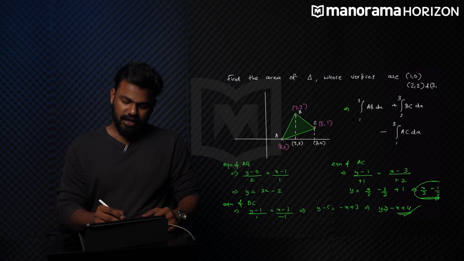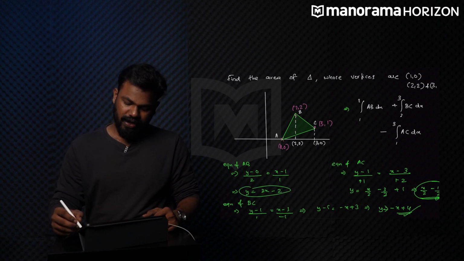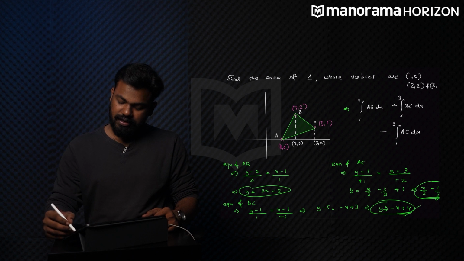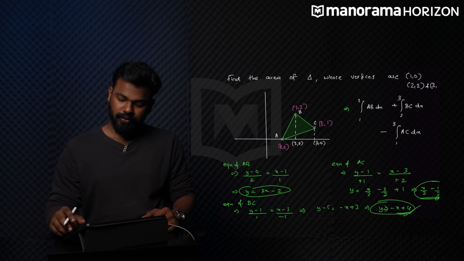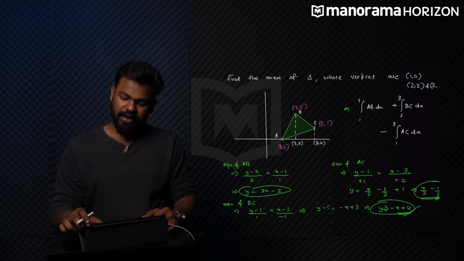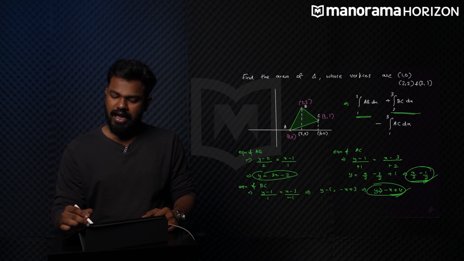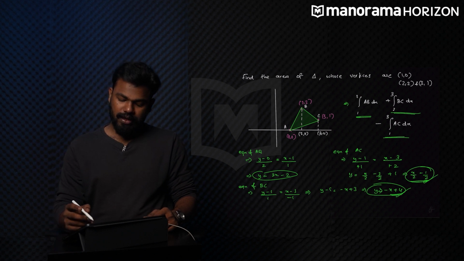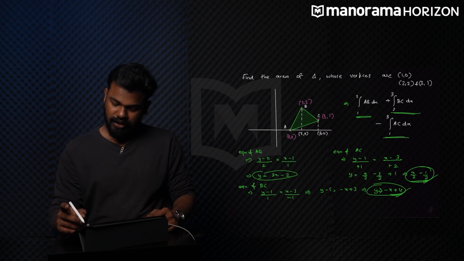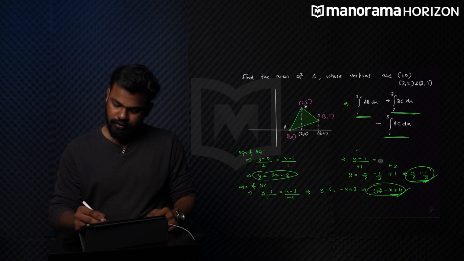So you have the equations in terms of y of AB, of BC and now of AC also. Now you know the limits also where to apply, right? So from 1 to 2 AB, 2 to 3 BC and minus 1 to 3 AC. So putting all that, I'll just put it over here. So this is the equation of AC.